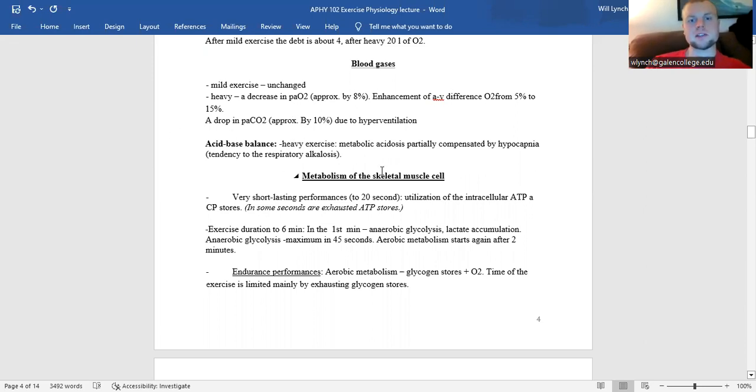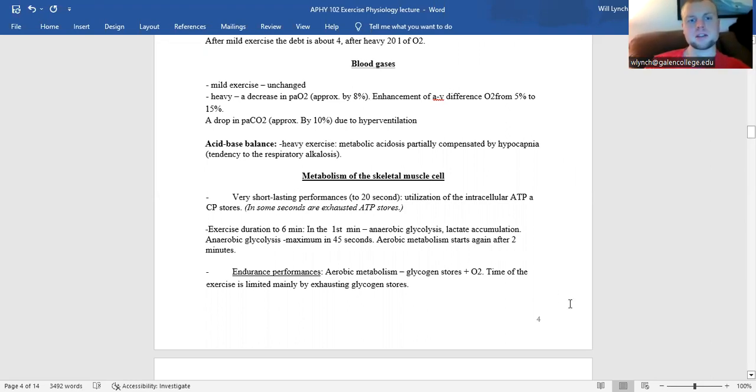So acid-base balance is a big constituent for exercise. Again, we have to get this oxygen-carbon dioxide balance under control, and that is going to be a lot of what the acid-base balance is. So for heavy exercise, we see metabolic acidosis because of compensated hypocapnia. This is the tendency for respiratory alkalosis during this time, or overventilation, breathing out more carbon dioxide than needed.